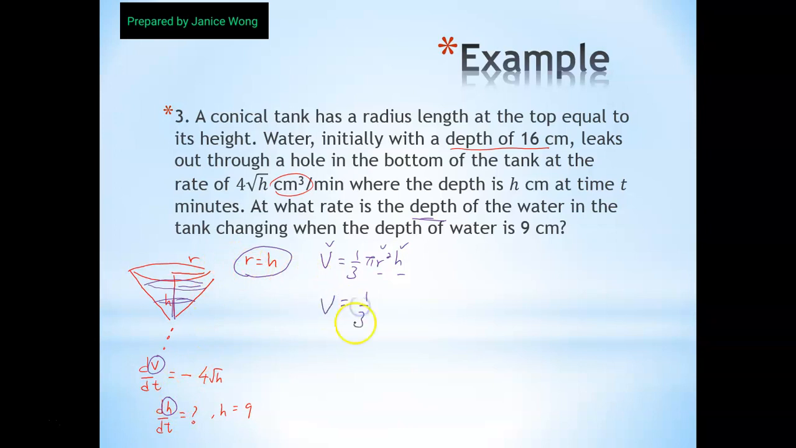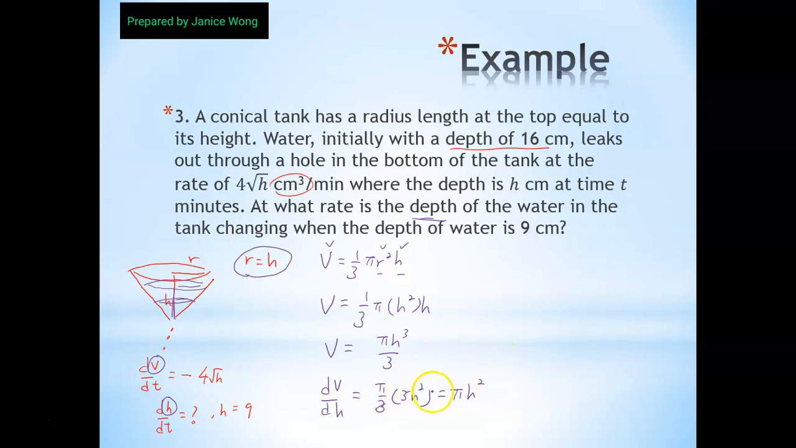V equals 1 over 3 pi h squared h, which is pi h cubed over 3. See, we have formed a formula involving only the two variables that we need, V and h. Next, differentiate the formula. Differentiate V in terms of h. dV over dh will equal pi over 3 times 3h squared, which is pi h squared.